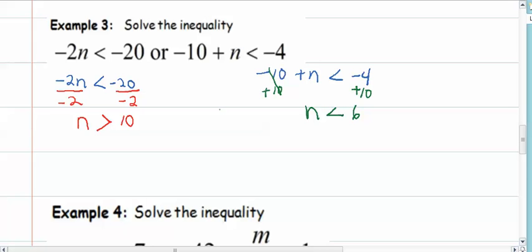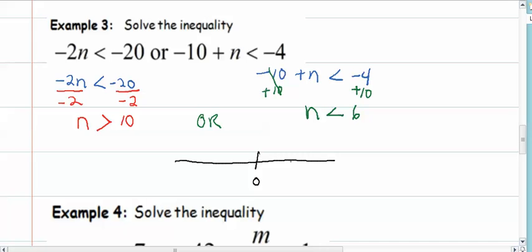Okay, so now I have my answer. In between, we're going to put the word or. And that's what you do for a compound inequality. The answer could be n is greater than 10 or n is less than 6. So let's go ahead and graph this.